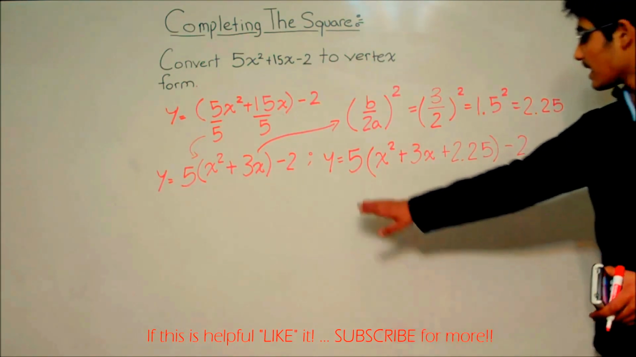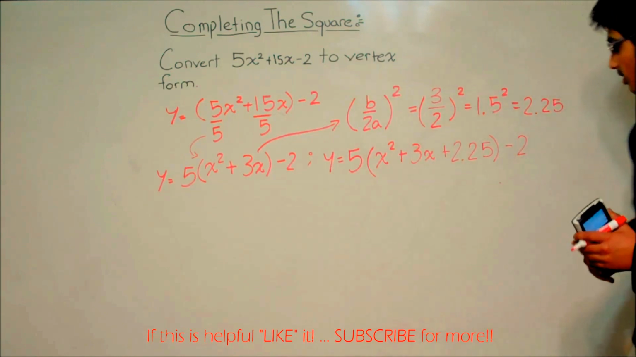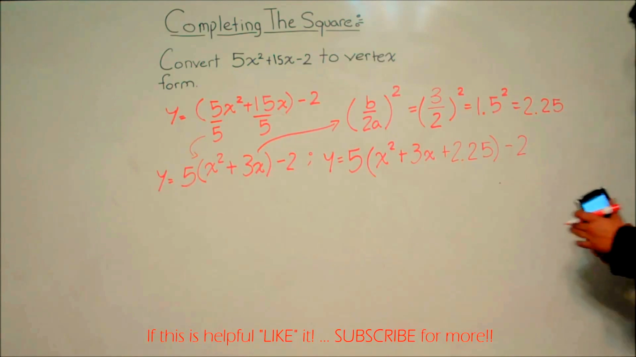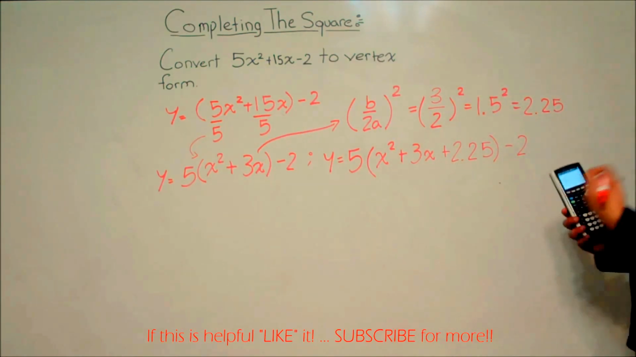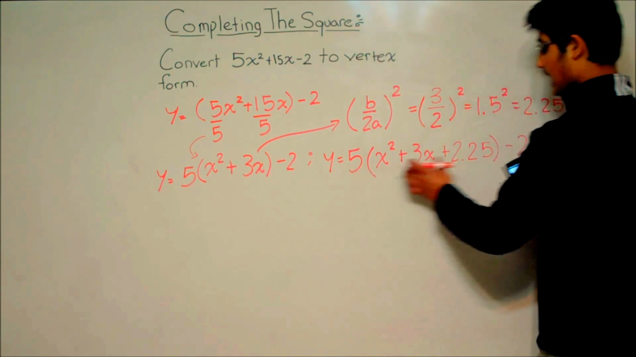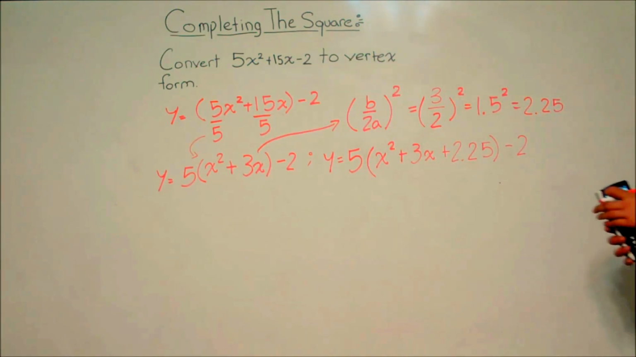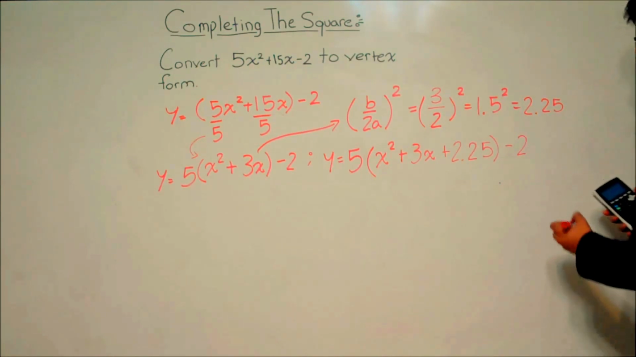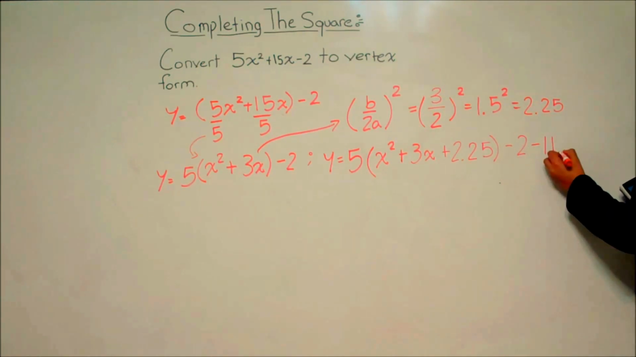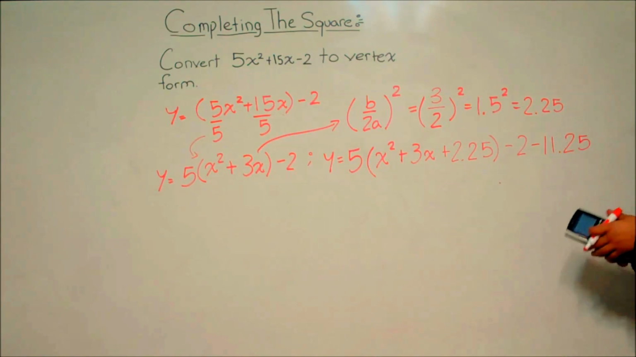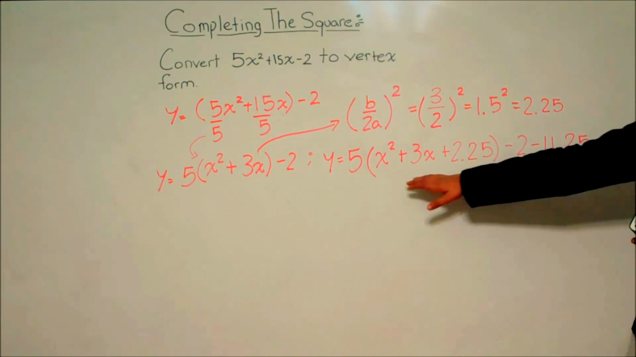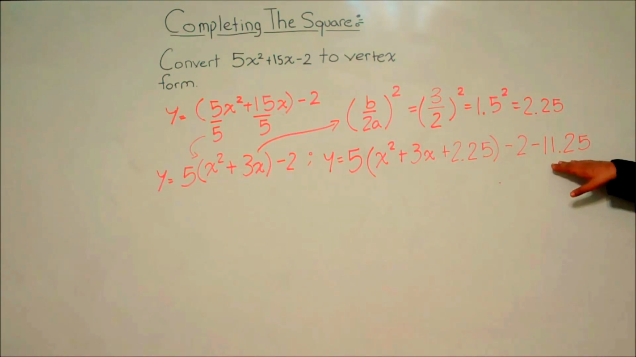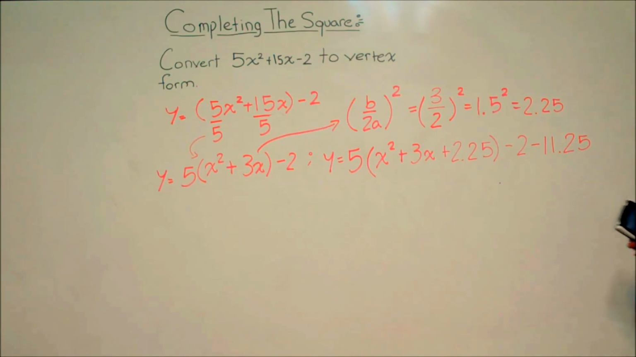But this is not the same as the original equation. So now we have to cancel whatever we added outside in the second part. Here we didn't just add 2.25. We added 5 times 2.25. So we have to subtract 5 times 2.25. 5 times 2.25 is 11.25. Now it might seem stupid to add something inside the parentheses and then cancel it out here, or take it out right here and just add 0.